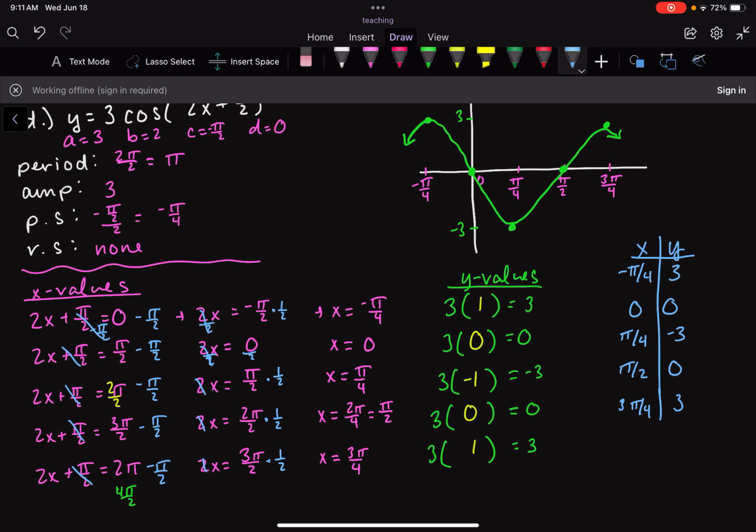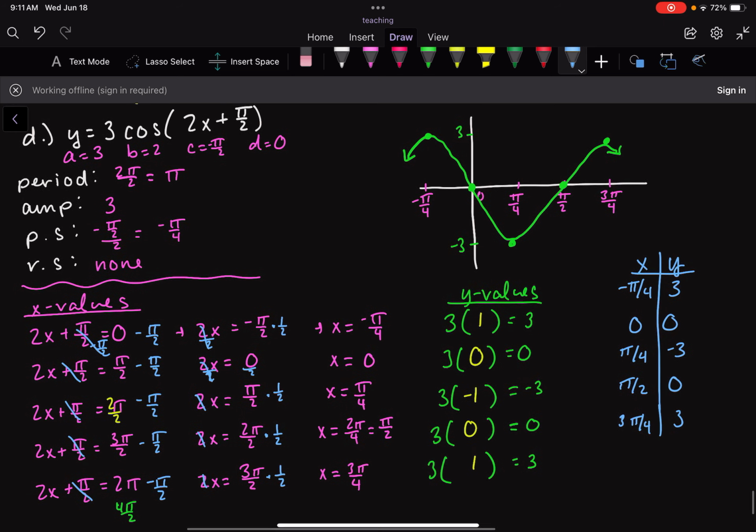Now I kind of want to show you one more way to maybe get the x values in case you don't like this way that I've shown. You can use what is called the midpoint method. I like it and don't like it at the same time. So I'm going to show it to you in this video.